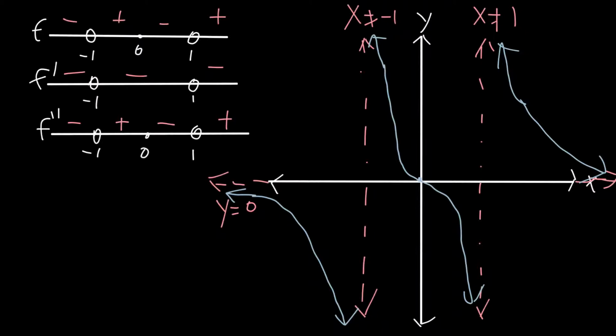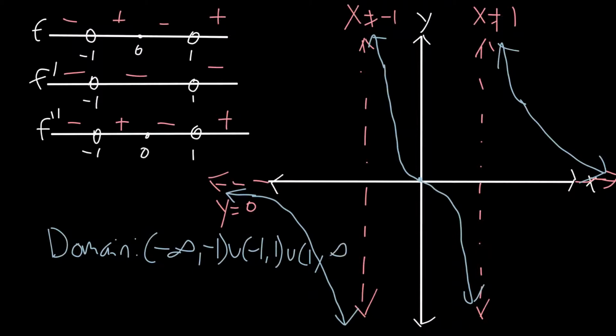Now, often in a graph like this, we're asked to identify the domain and range. So let's do that as well. The domain. Well, if we look, what values of x are we not allowed? Clearly -1 and 1 are the only such values. So the domain will be -infinity to -1, union -1 to 1, union 1 to infinity.